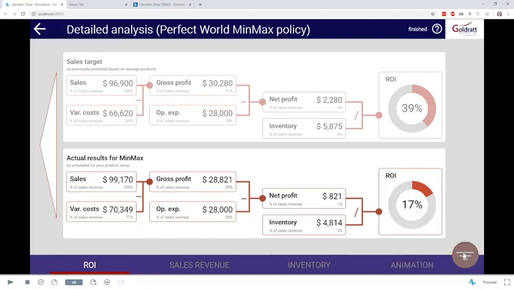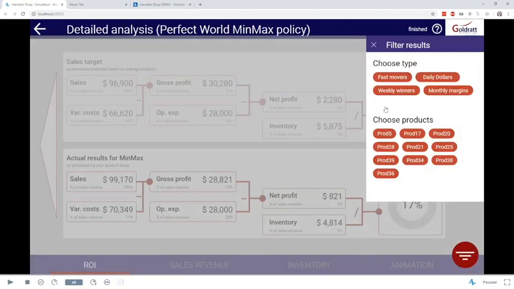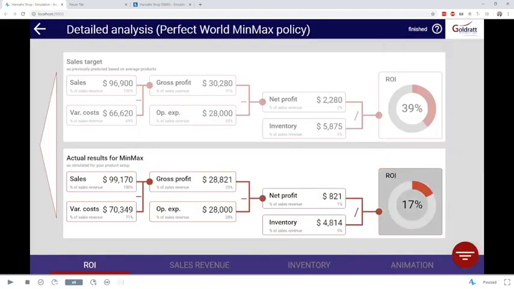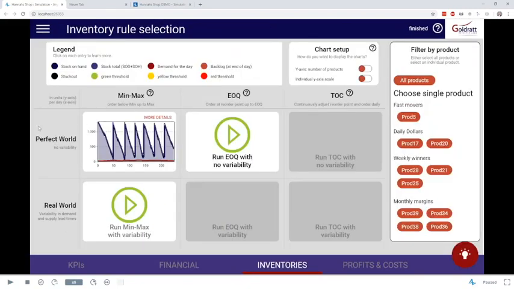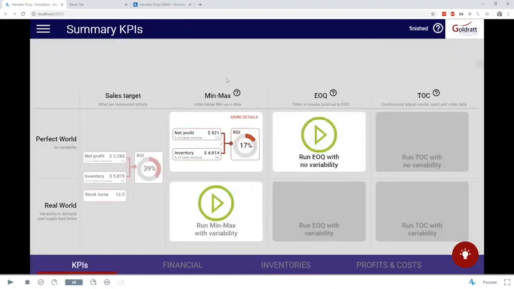And if you're interested, there is a filter button here where you can take this even further and actually filter by individual products and update those numbers to see how each individual product is contributing to the ROI. And once you're happy with analyzing this individual one for the perfect world min-max, you just click on back and you're back at this overview page, or this one. This is the one that we've seen previously.